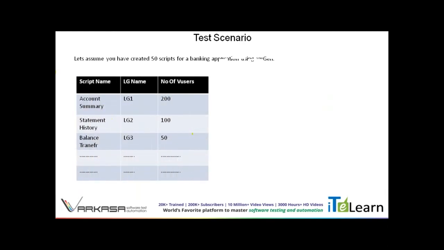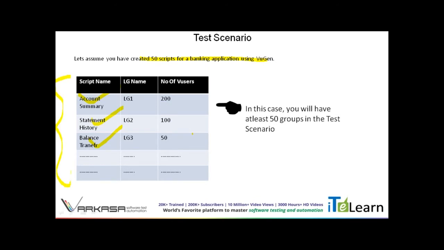Let's take a sample scenario wherein you have created 50 scripts for a banking application using VUGen. Let's say account summary, statement history, balance transfer, and like this you have created 50 scripts. All these 50 scripts will be uploaded into the controller. Now you have 50 groups, and all these 50 groups make the test scenario. Each group should have an LG and a number of virtual users. These 200 users are coming from LG1, these 100 users are coming from LG2, these 50 users are coming from LG3, and so on.